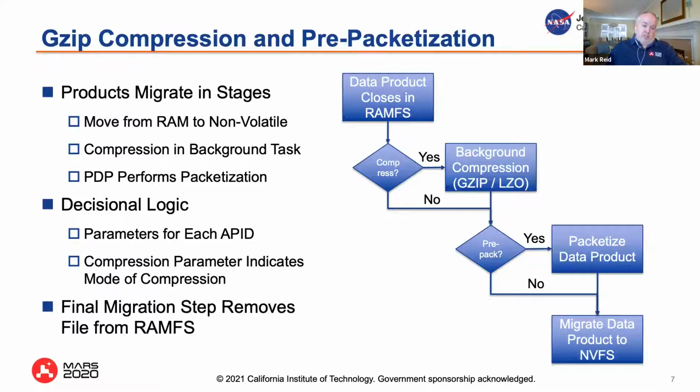So the products migrate in stages. They go through this logical check of the parameter, do we compress it? If so, do the background compression using Gzip or LZO. For pre-packetizing it, go ahead and work with PDP, the packetization task, to packetize that data product, and then lastly, migrate it off to non-volatile. And then that last migration step is where the data product actually gets removed from the RAM-FS. Once it's placed in non-volatile, we've updated the catalog, and it's then removed from RAM, freeing up space for additional data products. Next chart.